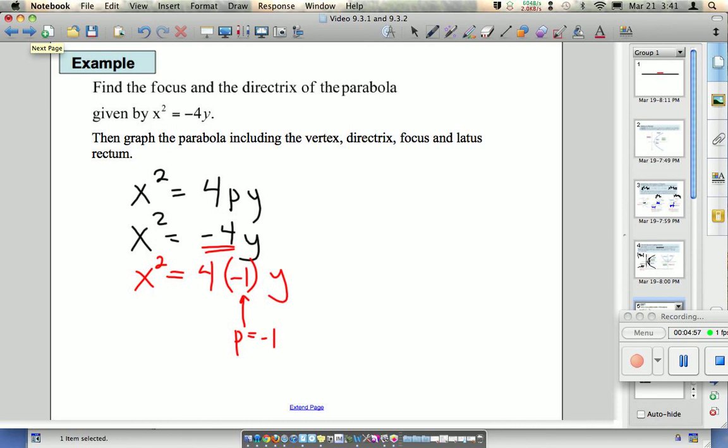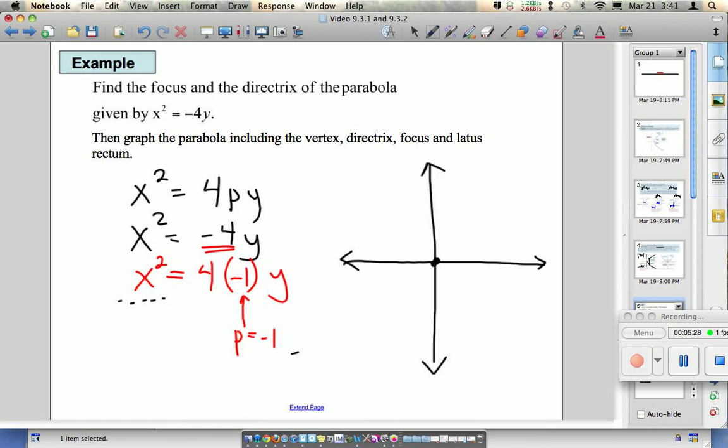Okay, x squared equals negative 4y. So we have a parabola. Here's our coordinate plane, and here's our graph. Because it's x squared, it means the parabola is going to open up and down. It's not a sideways one. Remember, a sideways parabola will have y squared. This is going to be a vertical parabola. It's centered at the origin.